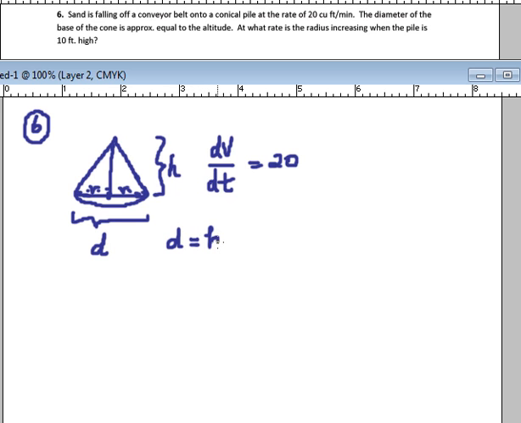As the sand piles up in this cone, the diameter of the base is always equal to the height as the cone increases in size. Let's replace d with 2r. The diameter is equal to 2 radii. So 2r is equal to h.